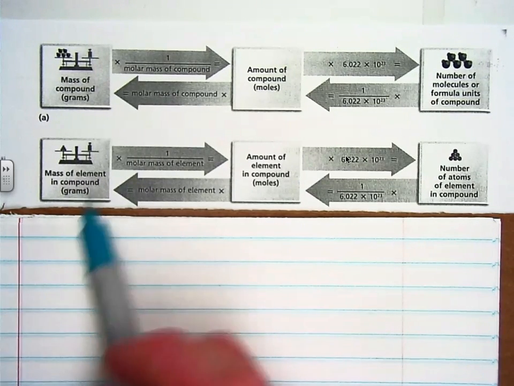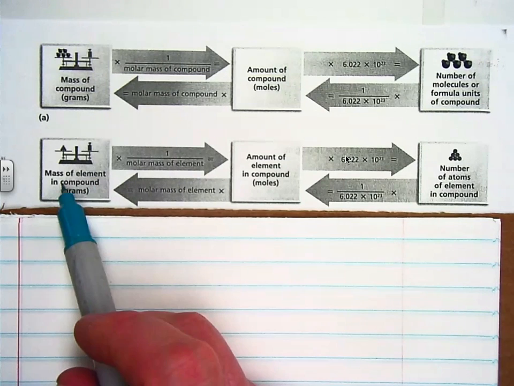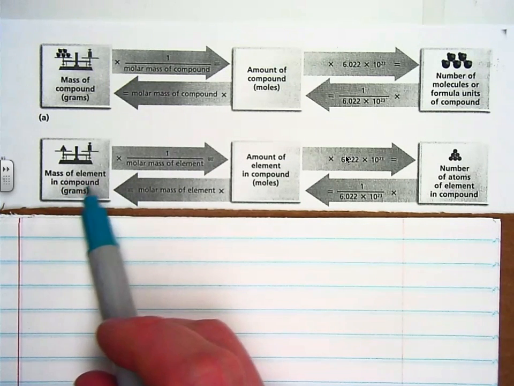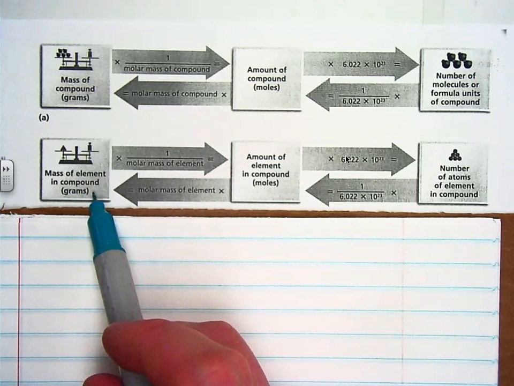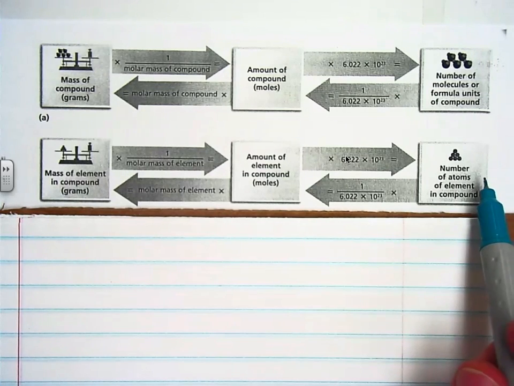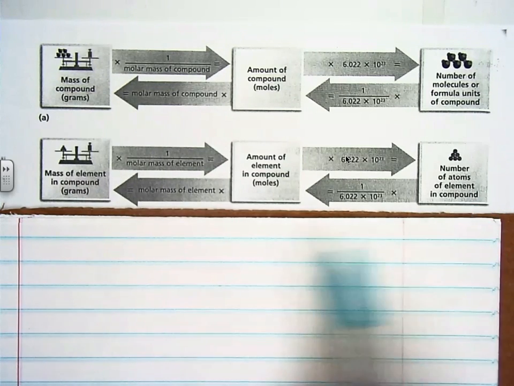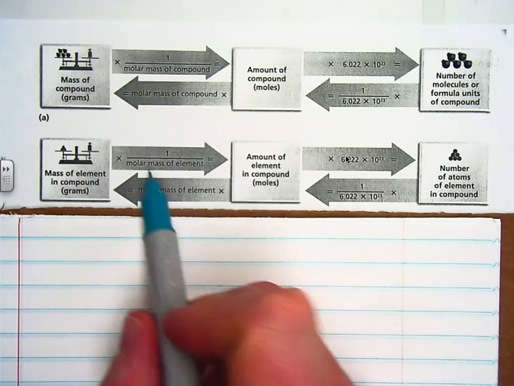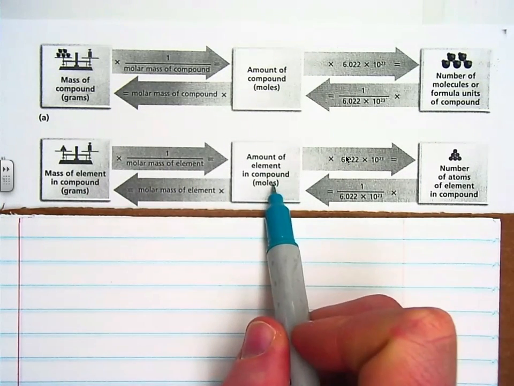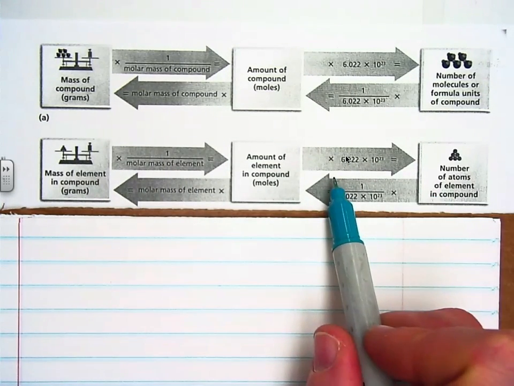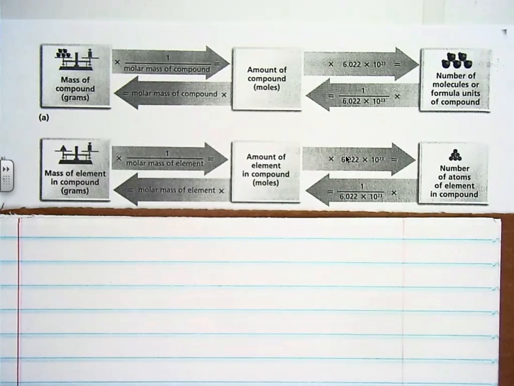Or let's say you're going for the mass of element. Let's say you have the mass of the element in a compound, and you want to find out the number of atoms of the element in the compound. You use the molar mass to come up with the amount of moles, and then you go times Avogadro's number to find out the number of atoms.